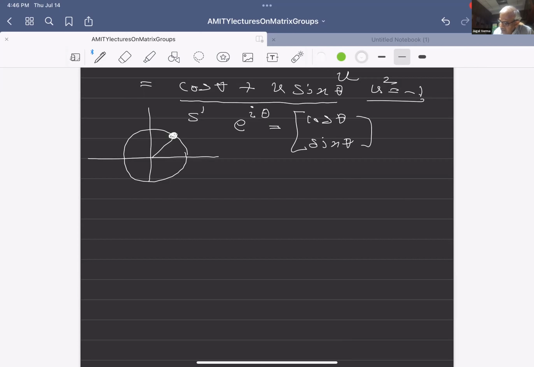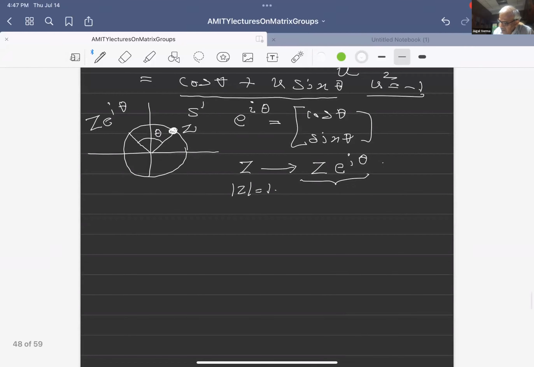But now if you take this complex number of unit length, unit absolute value, and use this to define a multiplication map. So if this is Z, then Z e to the power i theta will be a complex number. Suppose my absolute value of Z is also 1. Then if I multiply by e to the power i theta, I get this complex number where this angle is this, because that is clear by the polar representation of complex numbers.